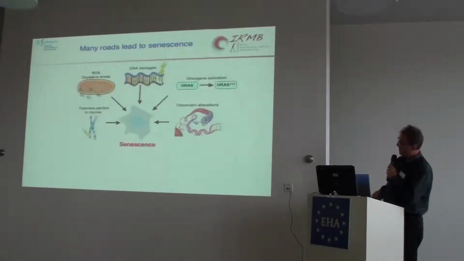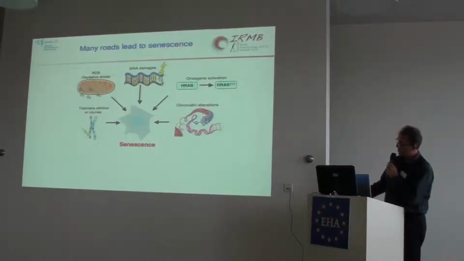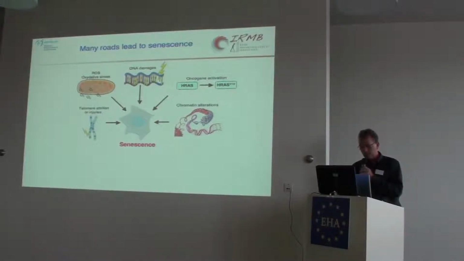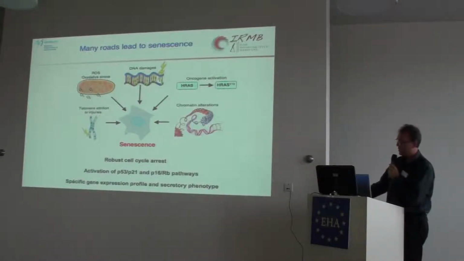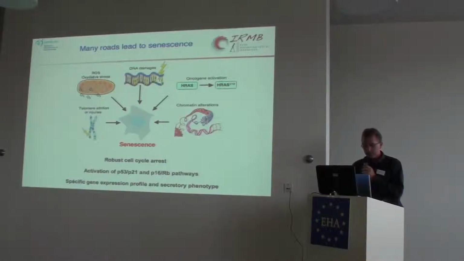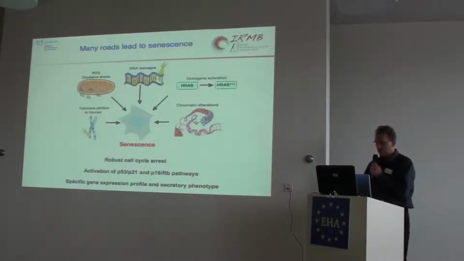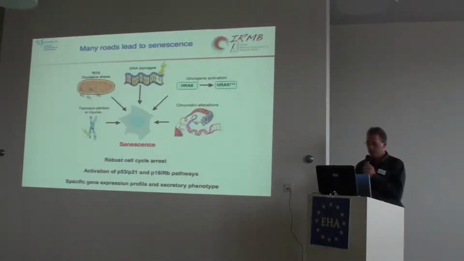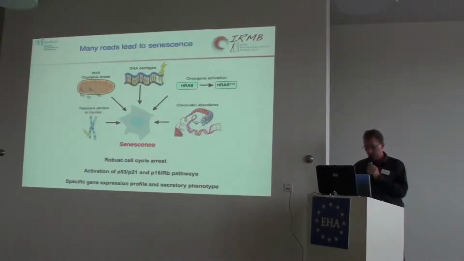Briefly, many different stresses might lead to senescence: telomere attrition, injury in telomere, oxidative stress, DNA damage, oncogene activation, but also chromatin modification and alteration. Senescence is clearly a robust cell cycle arrest with the activation of two major pathways, p53 and the p16 RB pathway. A senescent cell is like a new engaged program, because there is a really specific gene expression profile and also a secretory phenotype that is really deleterious for the tissue.